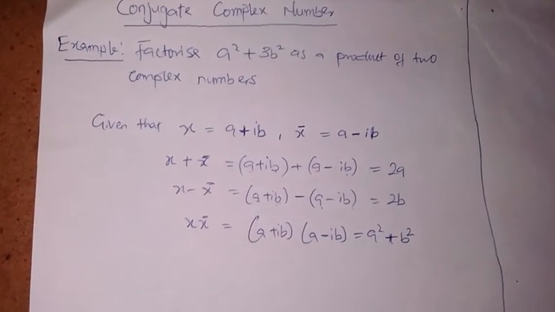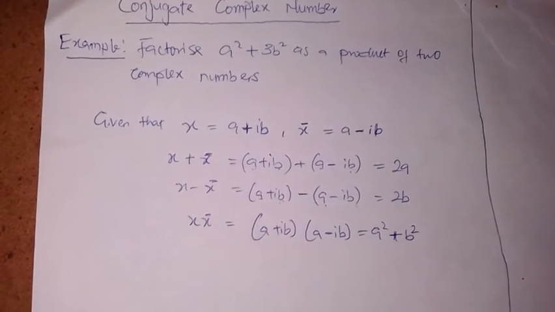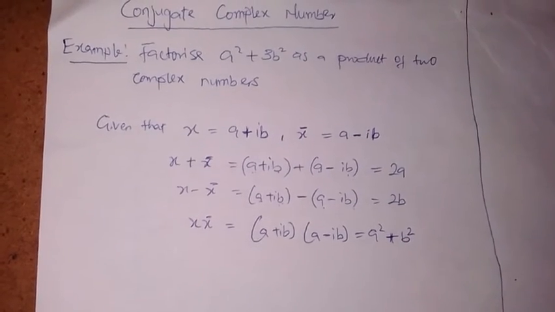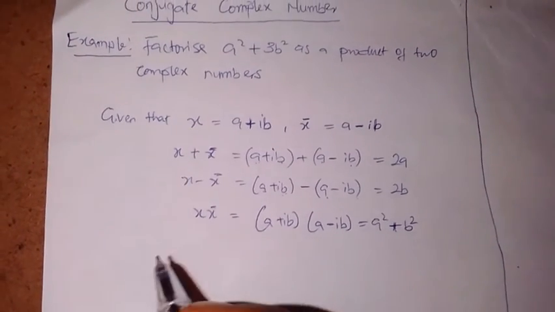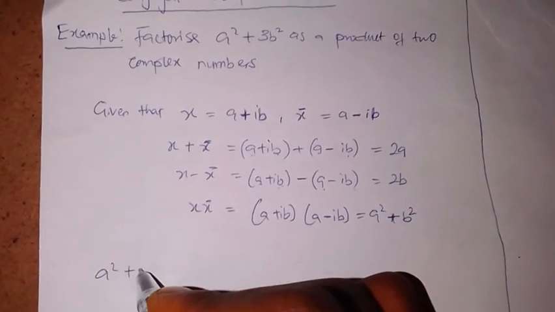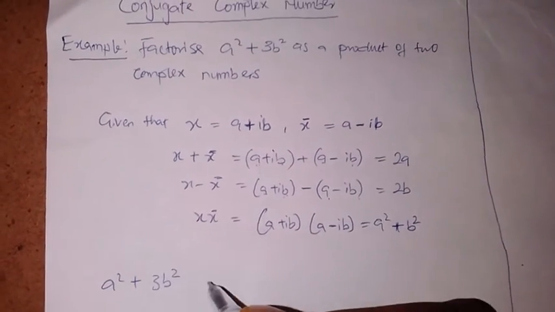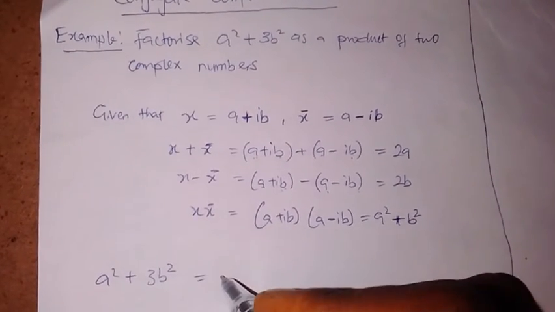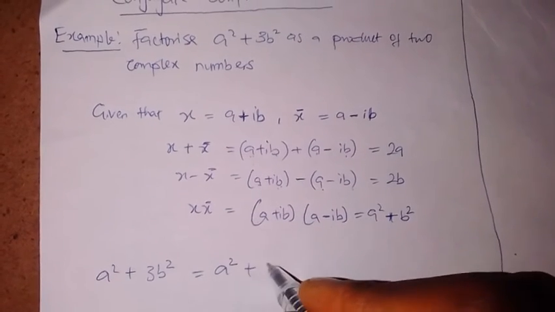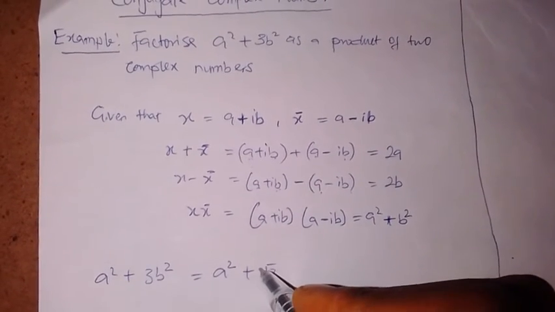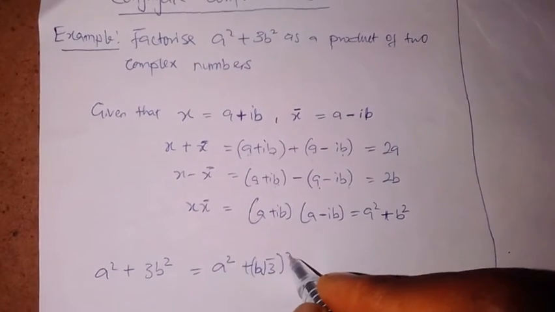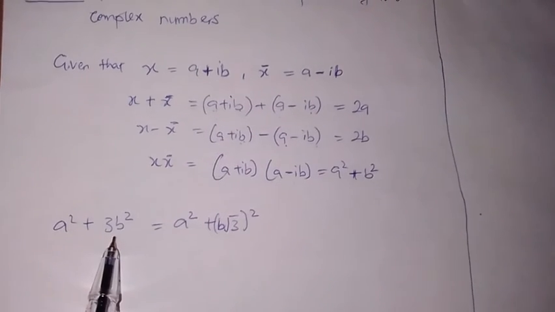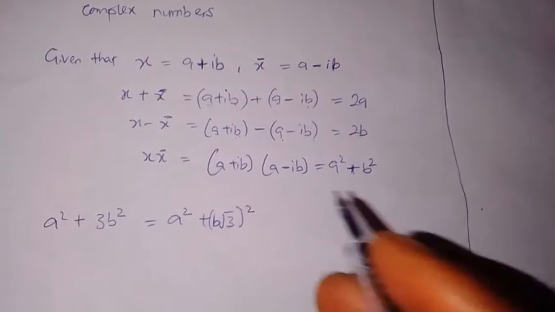Now, let's see this question. Factorize a squared plus 3b squared as a product of two complex numbers. I should get the imaginary part and the real part in that case. How do I solve this? From the question, we have a squared plus 3b squared. First, I have to change 3 to something that is squared. So that becomes a squared plus b root 3, all squared. If I expand this, I will still get 3b squared. They are the same thing, so I can use it like this also.